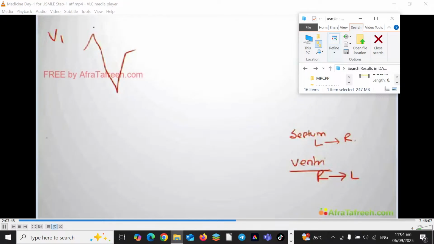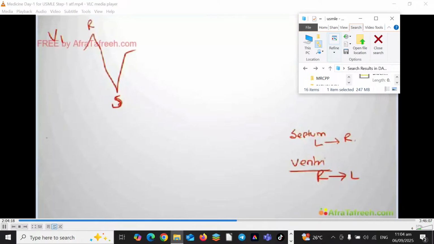Any positive deflection after the P wave is called R. Any negative deflection after the R wave is called S. So this is called an RS complex, and this is how it should appear in V1. Leave apart the nomenclature for now, why you call it small r and big S, that is a different story. But you should remember V1 is this. There should be no Q wave, there is an R wave, there is an S wave.